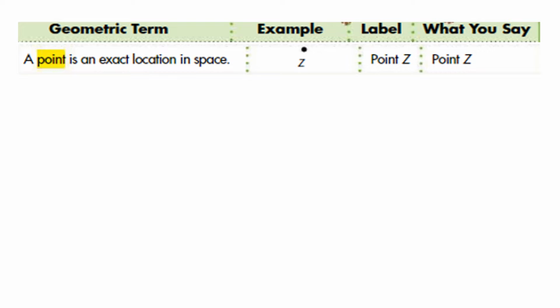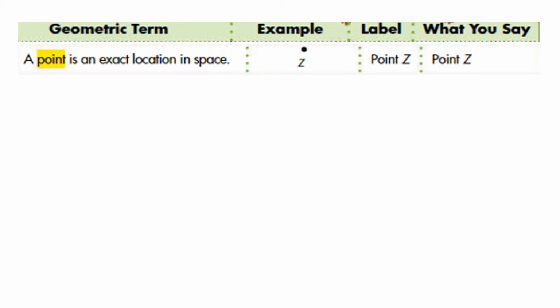How to label or write point Z? Only write the word point, then write the letter of that point, which is Z, whatever letter you are going to use. How to say it? Of course, you can say it as point Z.